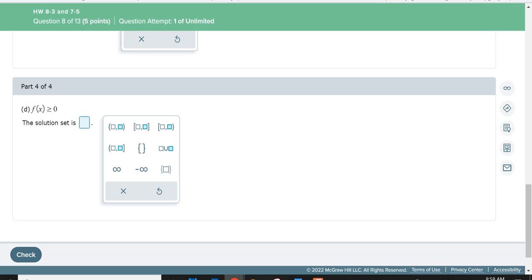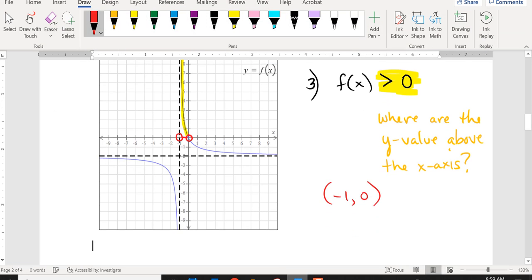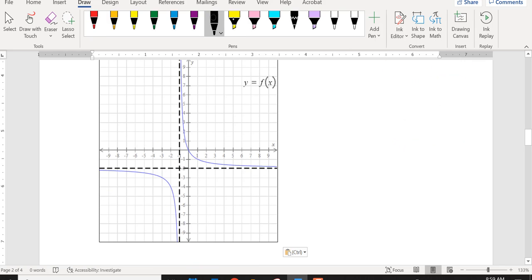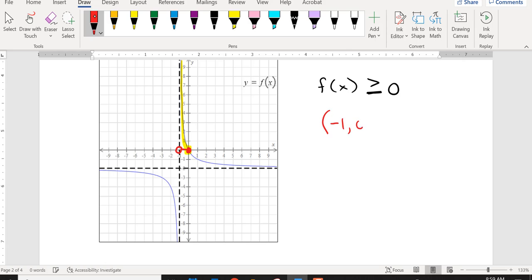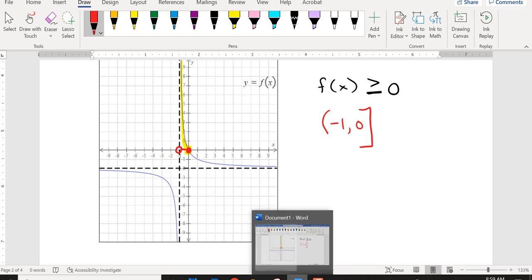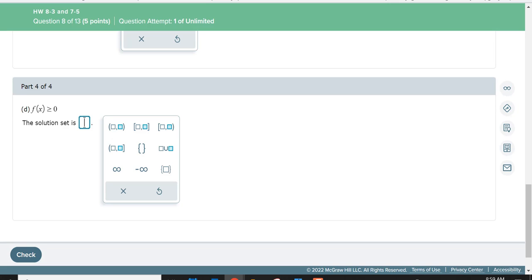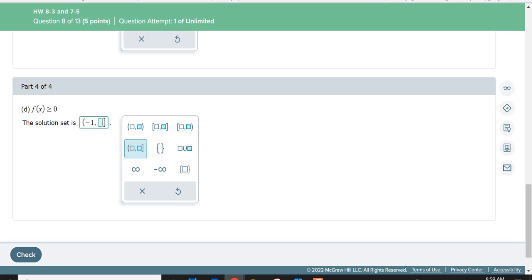And the last part is, where is it greater than or equal to 0? So where is f of x greater than or equal to 0? This is where the y values are above, and then it can also be equal to, so this time it's going to include that x value, but again, it can't include the asymptote. So I go from -1 to 0, including 0.